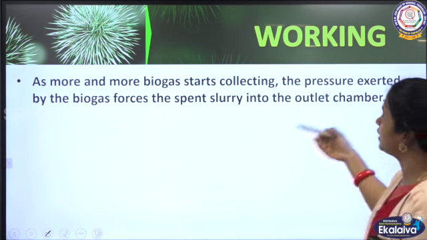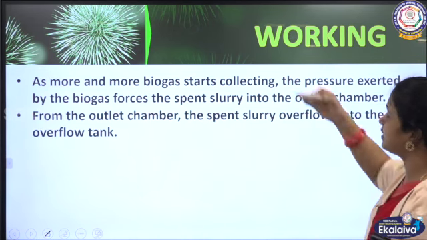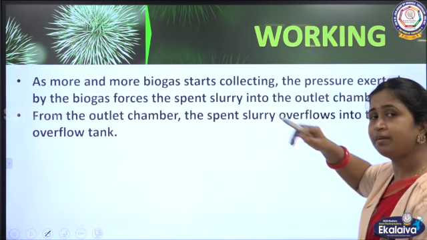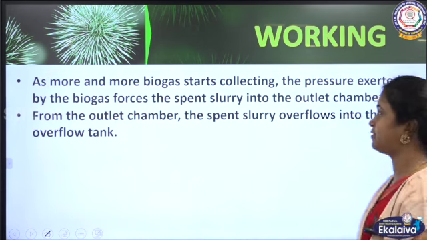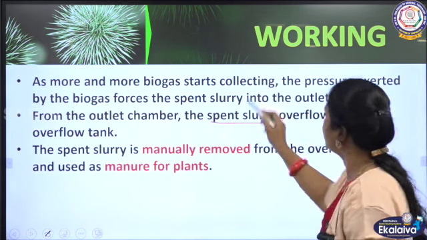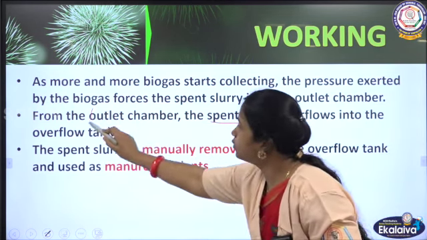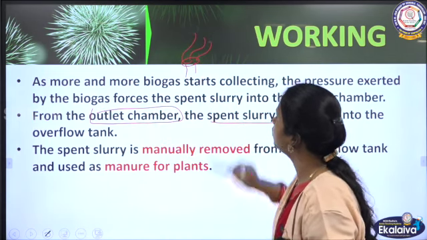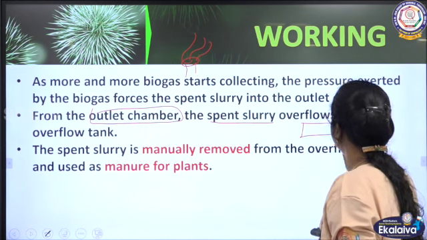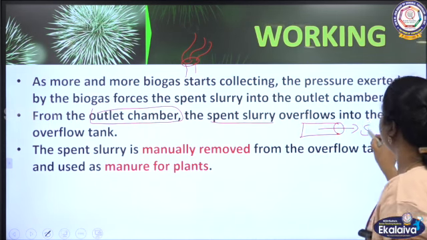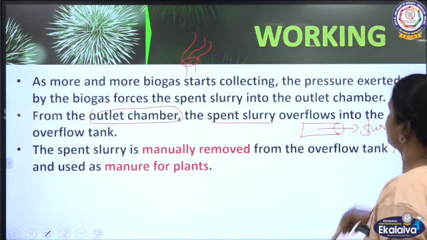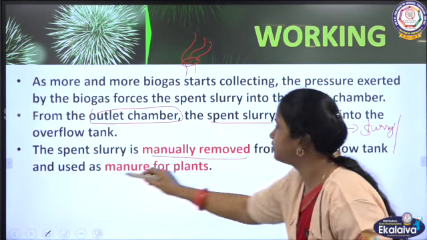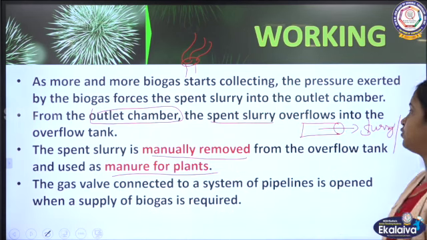Working continues the same way. As the gas collects, there will be an outlet pipe. Through that pipe it will be collected and used for domestic purposes. Next, what happens to the spent slurry? From the outlet tube the gas will move. And through the outlet chamber the slurry will be collected. Use the words spent slurry. It's manually removed and used as manure for plants.